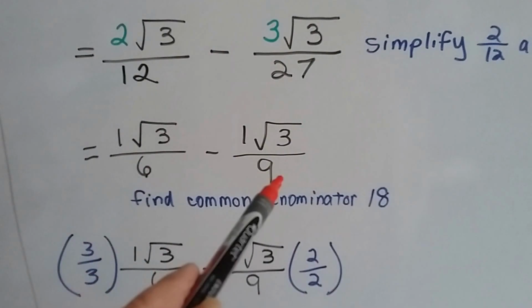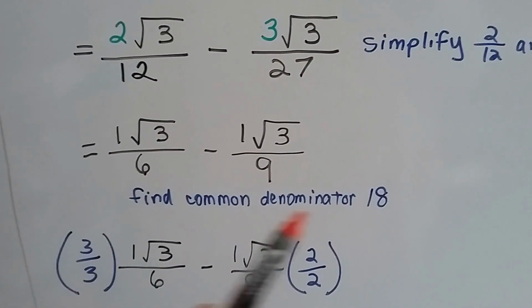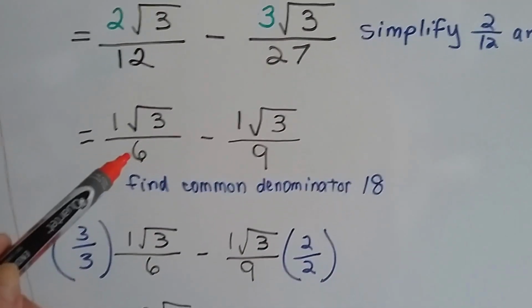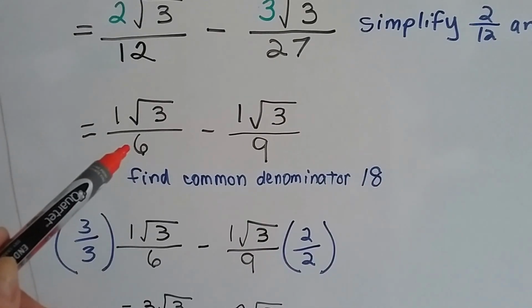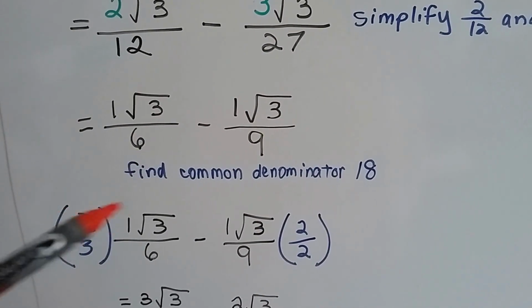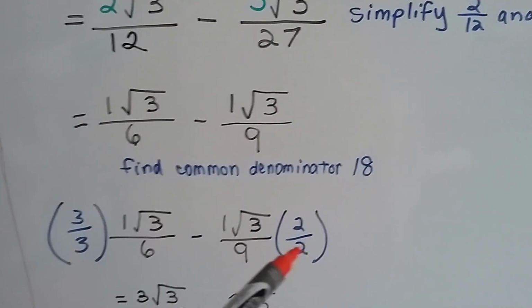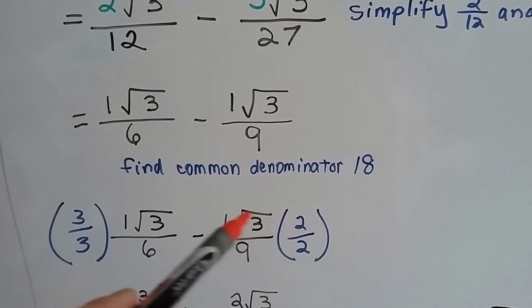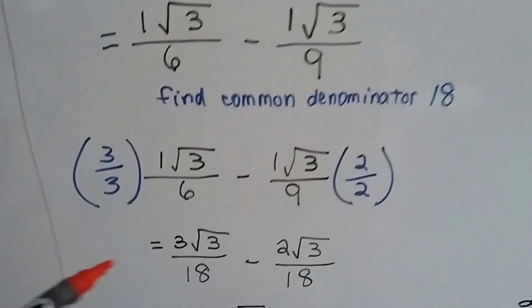Now they've got a 6 and a 9. We can find a common denominator of 18. What does 6 need to be multiplied by to get to 18? A 3. And the numerator gets jealous. It wants to be multiplied by 3. 9 needs to be multiplied by a 2 to get to 18. So the numerator has to be multiplied by 2. So now we do it.